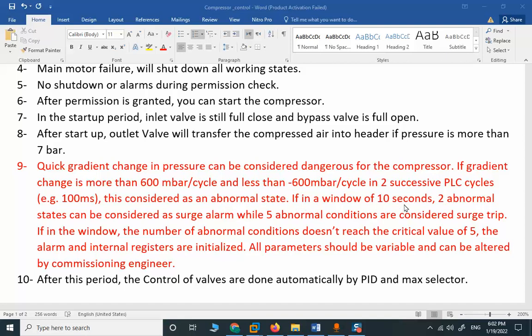If in a window of 10 seconds, two abnormal states can be considered a surge alarm, while 5 abnormal conditions are considered a surge trip. If in the window the number of abnormal conditions doesn't reach the critical value of 5, the trip threshold, the alarm and internal registers are initialized. All parameters should be changeable or variable and can be altered by the commissioning engineer.